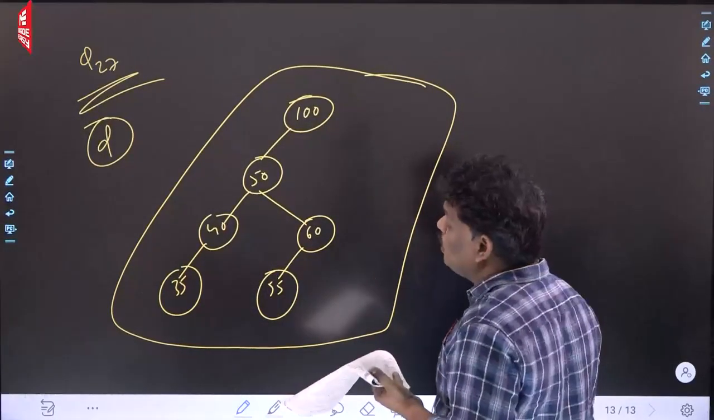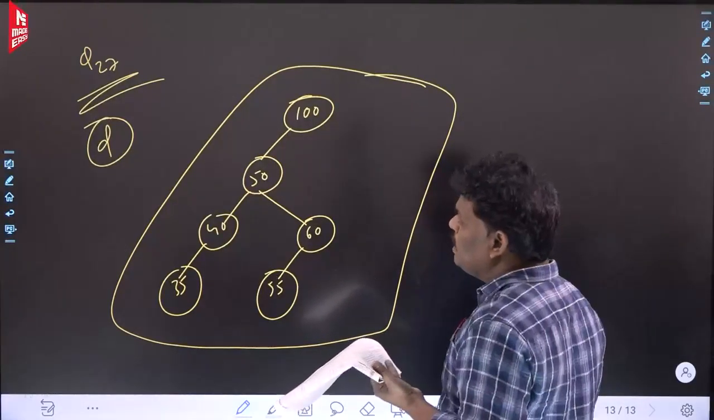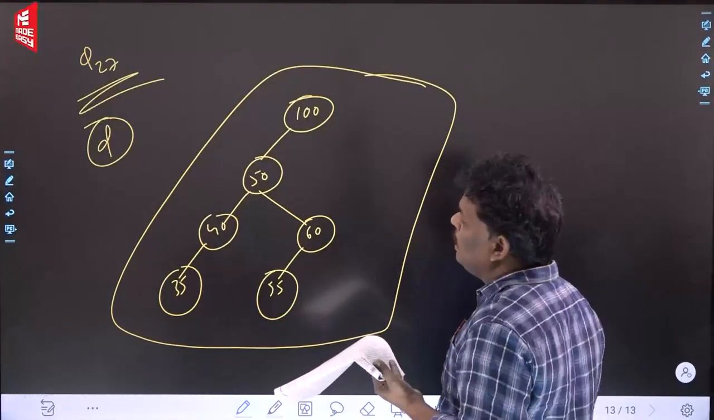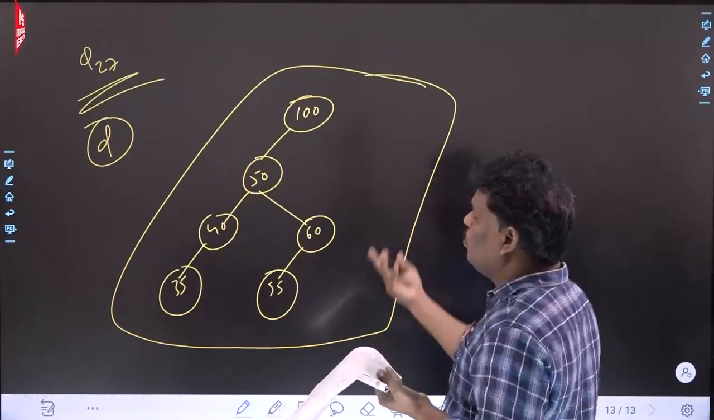Some people are asking, sir, how to draw the tree? Binary search tree, post order is given. Binary search tree means everyone knows, right? By default, in order is going to be ascending order. So in order is given, post order is given, you can draw the tree.